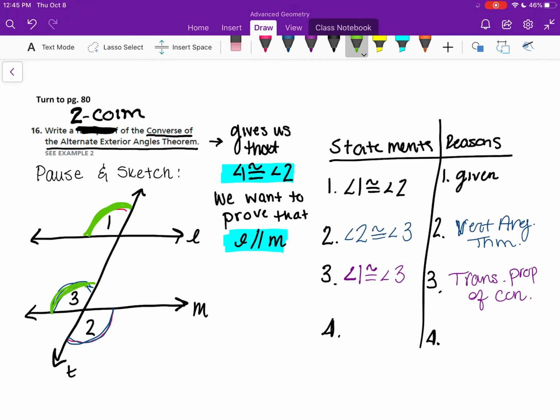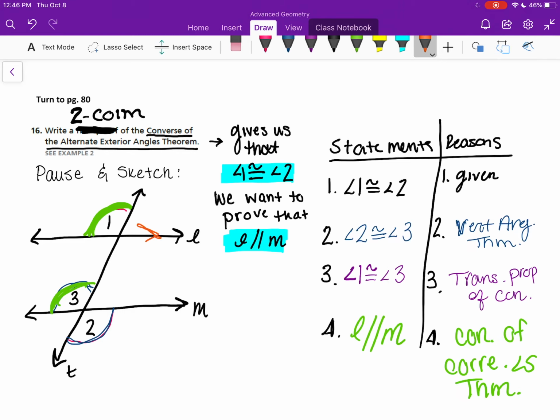So is there any theorem that states that those lines are going to be parallel? Yes. We can say that L is parallel to M from the converse of the corresponding angles theorem. Because the converse says that if corresponding angles are congruent, then the lines must be parallel. And we just proved that these angles are congruent, so we can 100% conclude that the lines are parallel.